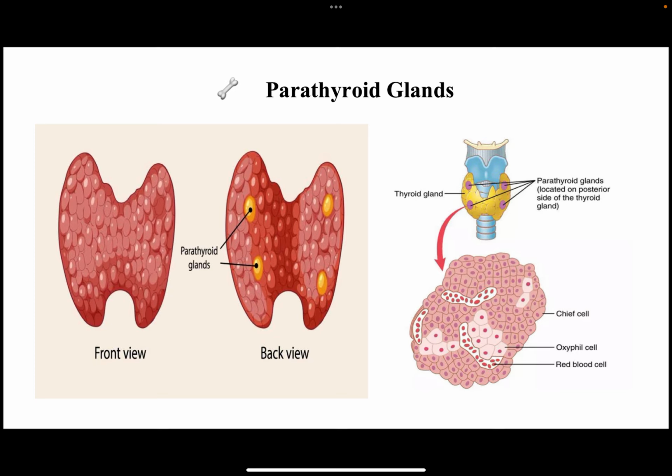Now, let's assume your parathyroid gland is overworking, or there is a hypersecretion of parathyroid hormone. You know definitely there is going to be hypercalcemia, meaning your blood calcium levels will increase. You know definitely there is going to be hypophosphatemia, meaning a decrease in the amount of phosphate in the blood.